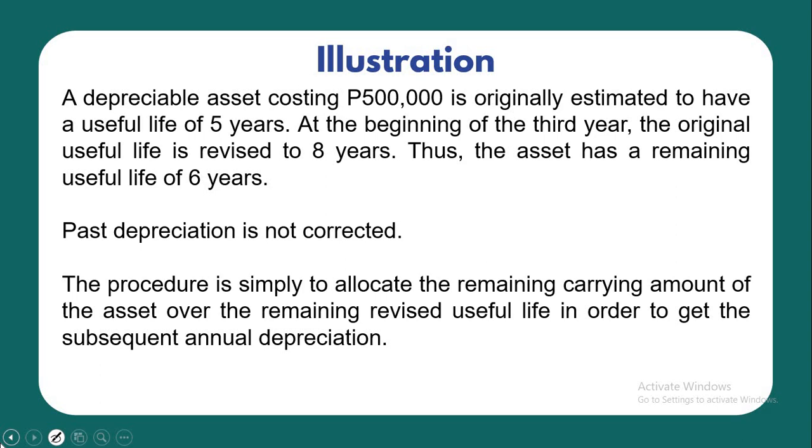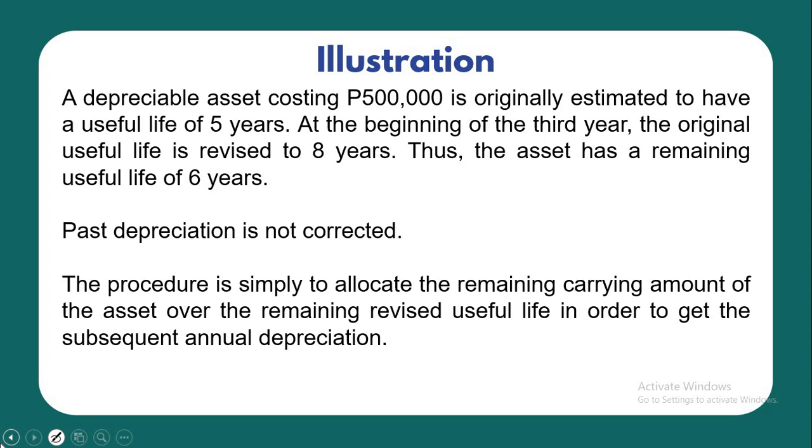So, meaning there's an extension of 3 years. Thus, the remaining useful life is 6 years. So, prior to the change, at the beginning of the 3rd year, ang iyahang untang remaining life nga nabilin is 3 years. Diba? But, since na ay change sa iyahang original useful life nga nahimo siyang 8 years, instead nga 3 years na lang iyahang useful life, nahimong 6 years na. So, there was a change in the useful life there.